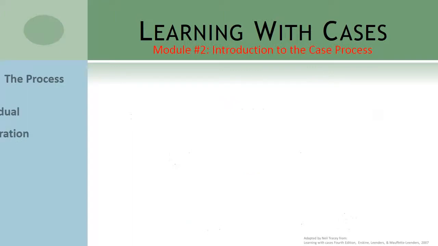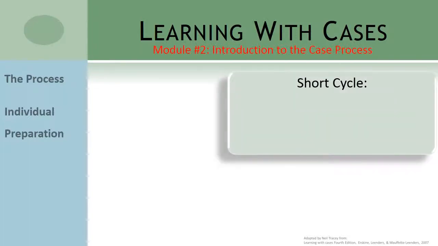Now that we've had an overview of the process at a high level, we'll take the next few minutes to look in more detail at the individual preparation component of the case method process. The first step in individual preparation is the short cycle process. The short cycle can be thought of as a quick overview of the case that takes place before we start digging into the case in any great level of detail.